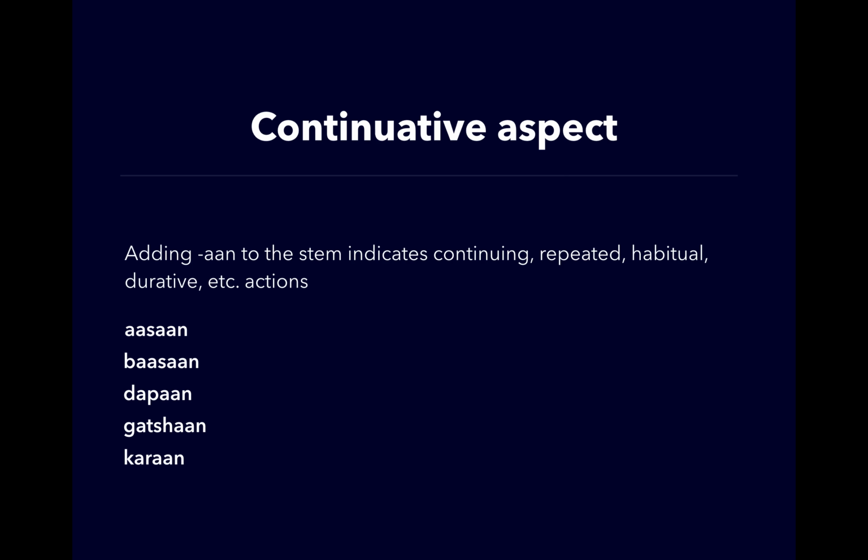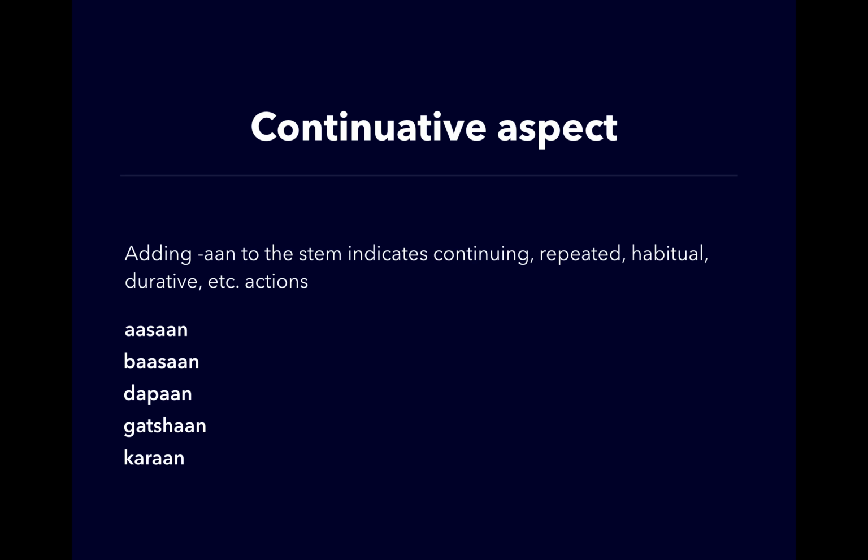What we need the stem of a verb for is the continuative aspect. It's simply the stem with the -an ending on, and what that indicates is some repetition of an action or some continuation of it, or over some duration. It can also indicate habitual actions. This is almost exactly like the -ing suffix in English.